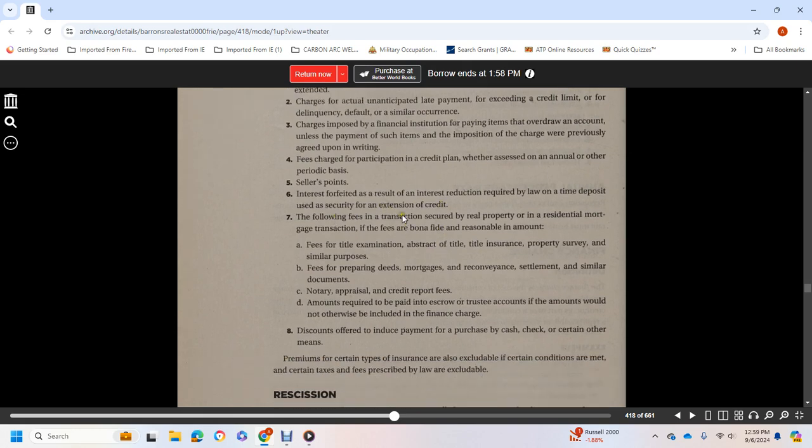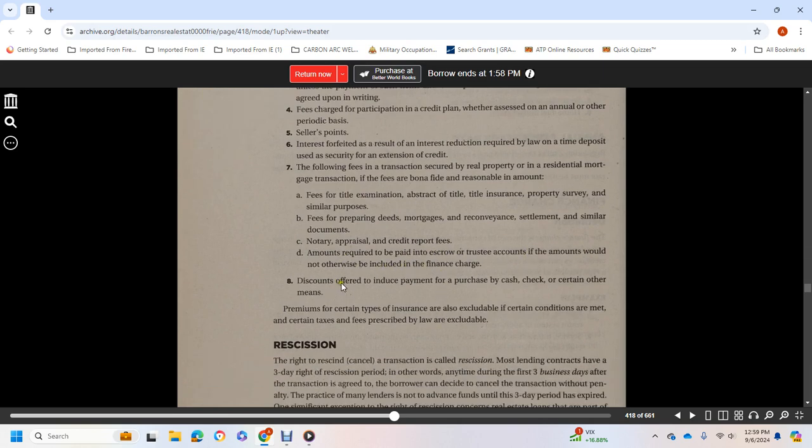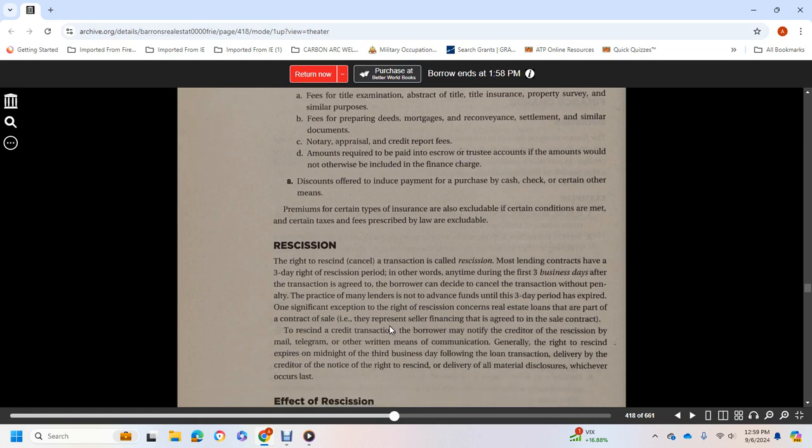7. The following fees in transactions secured by real property or residential mortgage transactions, if the fees are bona fide and reasonable in amount: fees for title examination, abstract of title, title insurance, property survey, and similar purposes; fees for preparing deeds, mortgages, reconveyance, settlement, and similar documents; notary fees, appraisals, and credit report fees; and amounts required to be paid into an escrow or trustee account that would not otherwise be included in the finance charge. Discounts offered for payment of the purchase by cash, check, or certain other means. Premiums for certain types of insurance are also excludable if certain conditions are met, and certain taxes prescribed by law are excludable.